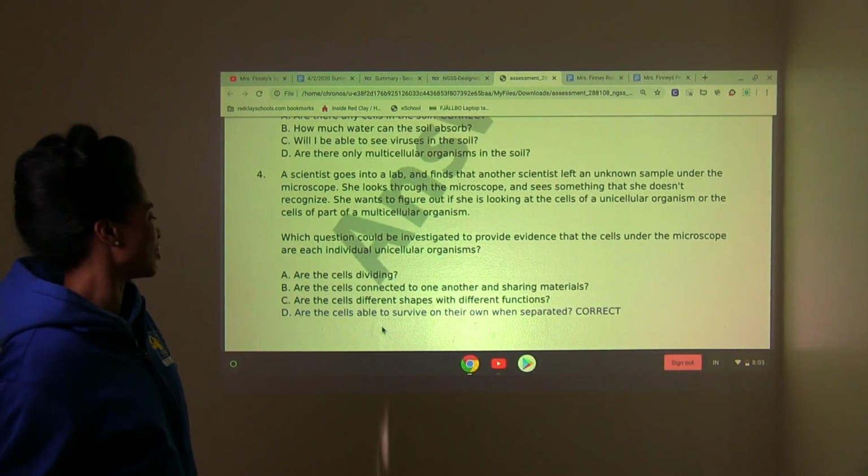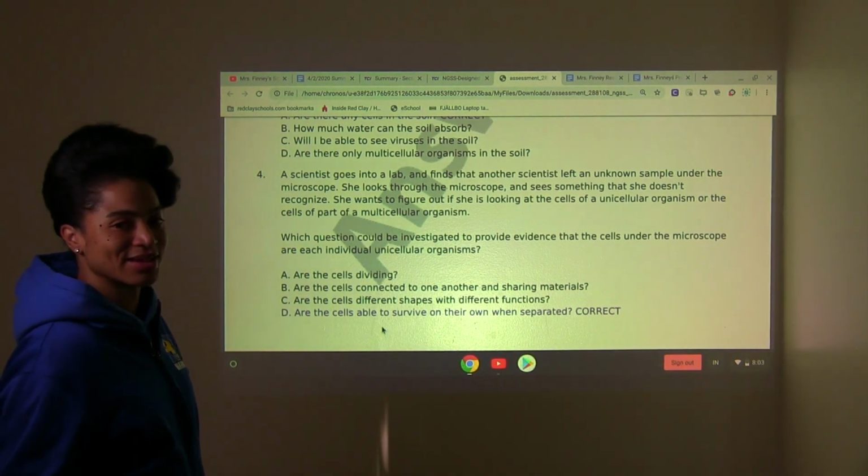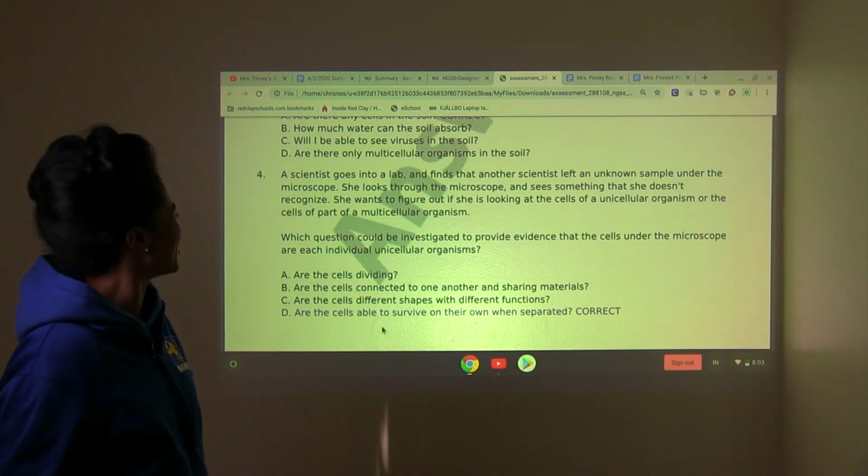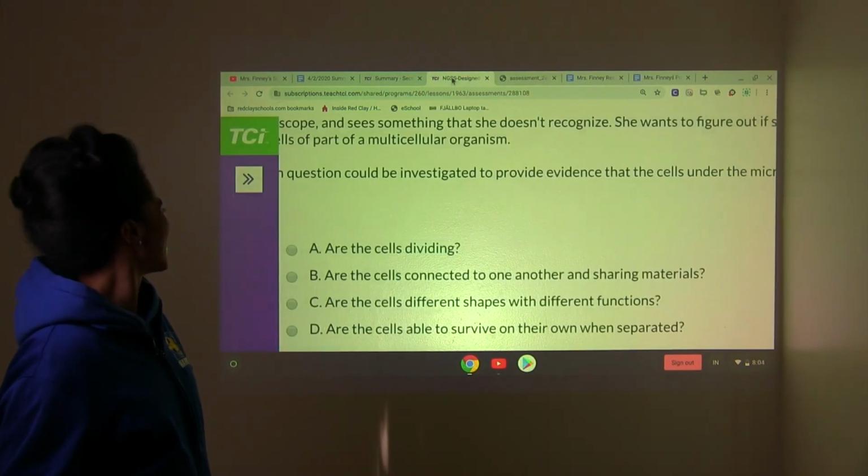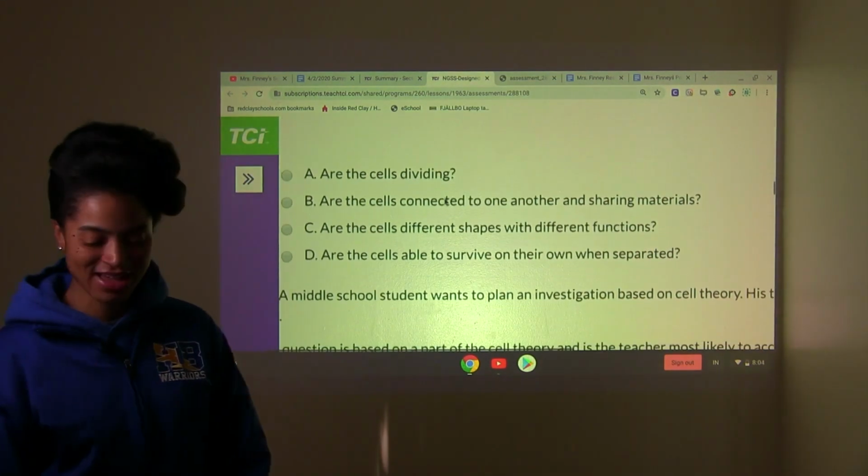D, are the cells able to survive on their own when separated? Good job, good job. All right, let's take a look at 5.